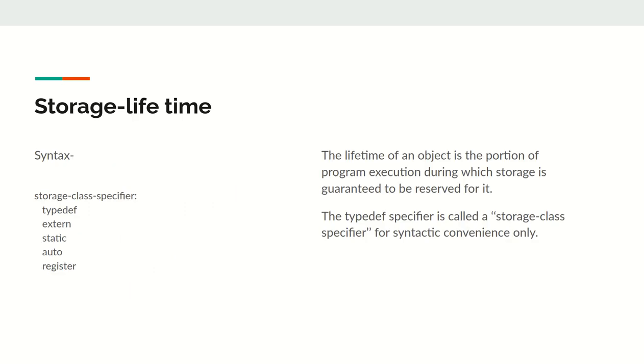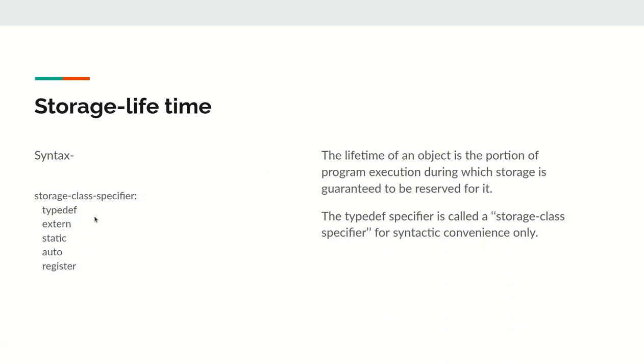So we saw declaration specifiers, one of which is the storage class specifier. The storage class specifier is any one of these: typedef, extern, static, auto, register. Storage class specifier is a non-terminal. So typedef is a keyword, extern is also a keyword, and so are static, auto, and register.